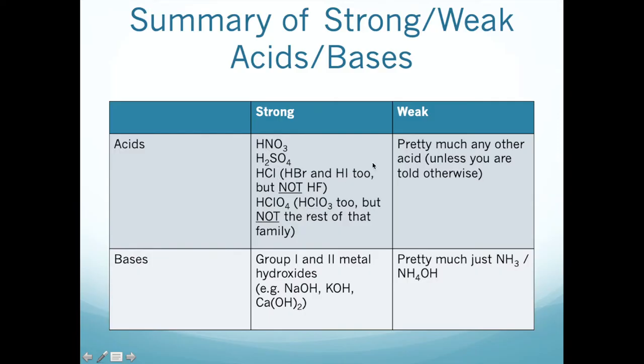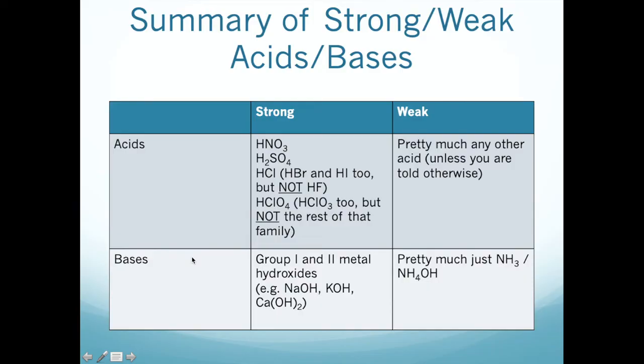You can pretty much assume that any other acid you're going to come across is going to be a weak acid. If you're not told otherwise, just assume that if it's not nitric acid, sulfuric acid, hydrochloric acid, or perchloric acid, sorry, just assume that it's a weak acid. Oh, sorry, I forgot to mention here. Chloric acid, HClO3, that's also a strong acid. But you can assume that chlorous acid, which is HClO2, and hypochlorous acid, HClO, those are going to be weak acids.